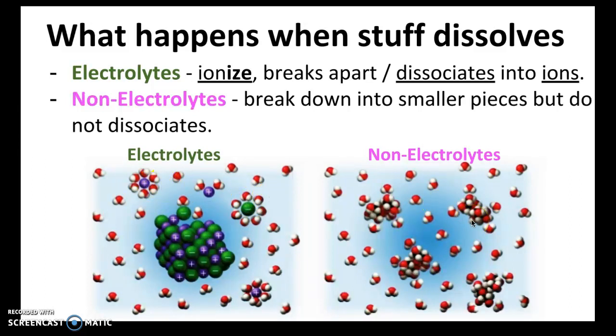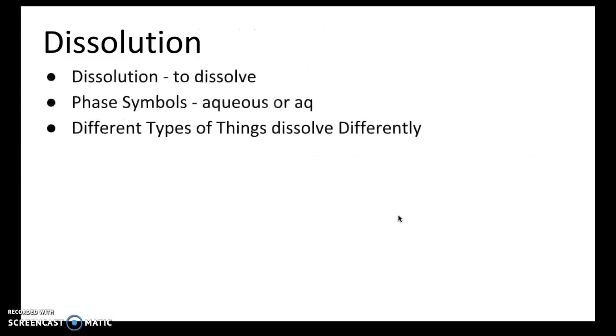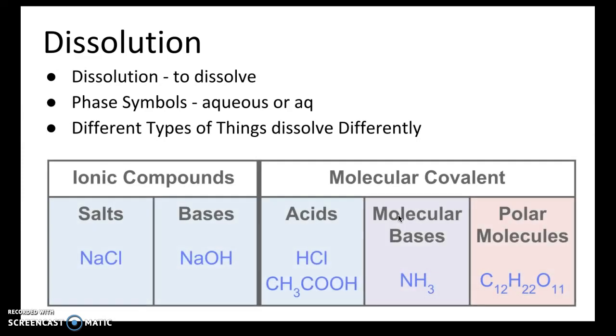On the other hand, non-electrolytes break down into smaller pieces, but they do not dissociate into ions, meaning they don't break apart into ions. So if this was sugar, this would still be a sugar molecule. It's just that the sugar molecules are not all clumped together. They're just spread out throughout the water. You can kind of tell from that that depending on what you have, things can dissolve differently.